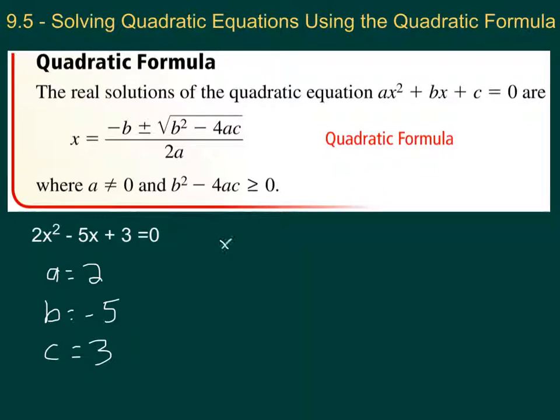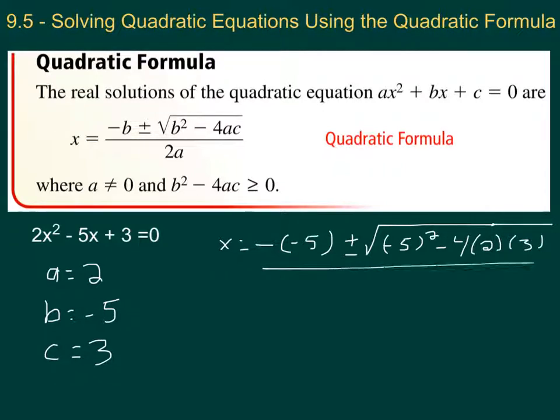So I have x equals negative 5, because negative 5 is b, plus or minus the square root of b squared, which is negative 5 squared, minus 4 times a, which is 2, times c, which is 3, all over 2 times a, which is 2. What I need to do is simplify here. Now, to start off, I've got negative 5. I can just write that as 5 plus or minus.